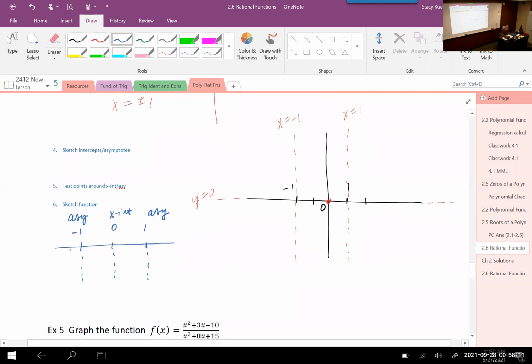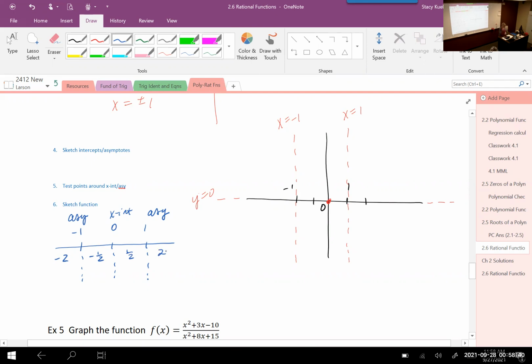So let's pick a value to the left of -1. How about -2? That would be to the left of -1. Let's pick a value in between -1 and 0. How about -1/2? And +1/2 to the right and +2 at the end.